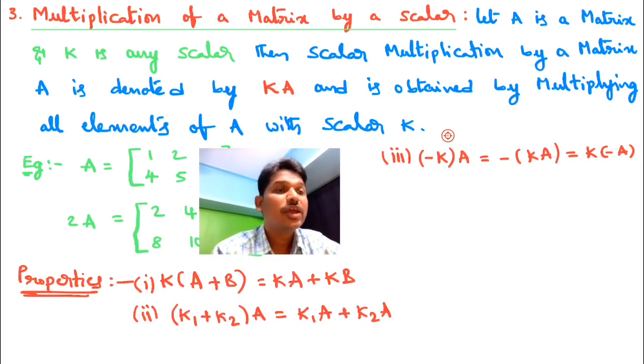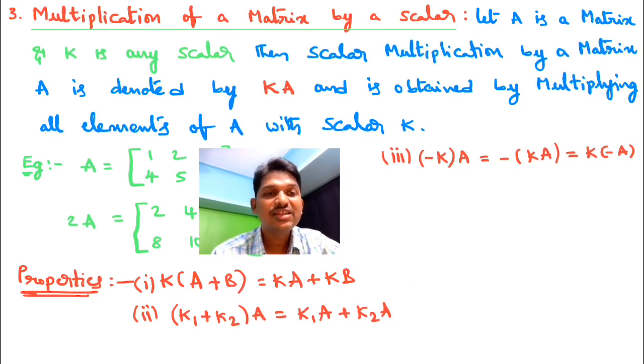Right. And you see this third property, minus K into A can be written as minus (K into A), which can be written as K into (minus A). A simple thing. If you take an example, you can understand these things. No need of much discussion of these things. But while doing objective questions in JEE, these properties will be useful, right?